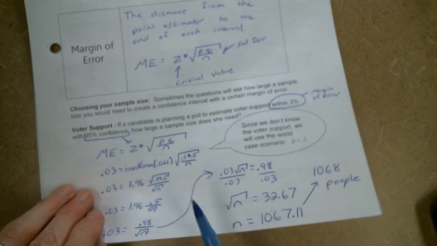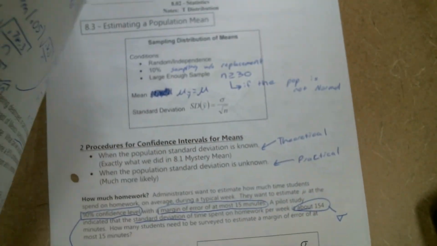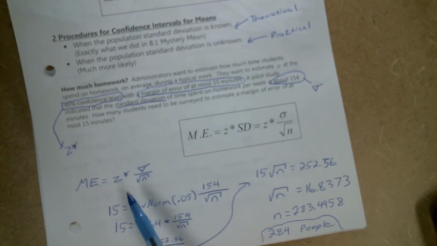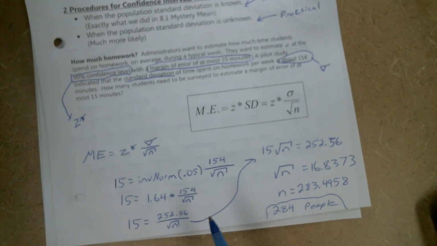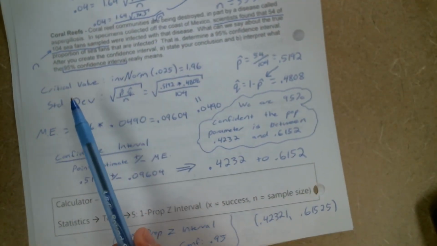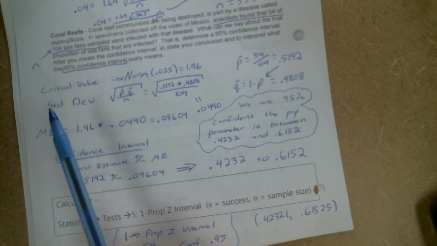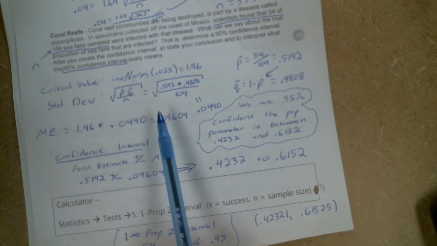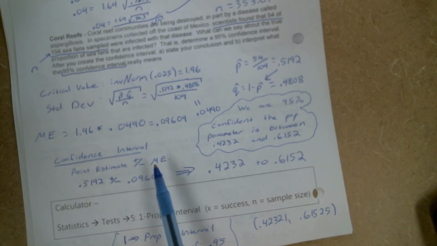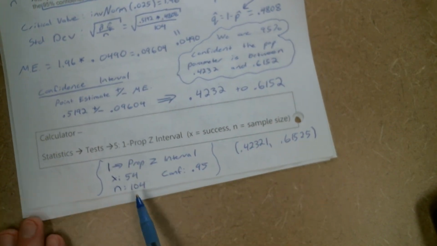Z star is coming from inverse norm, right? When it's means, you're using ME equals Z star and then standard deviation divided by the square root of N. All right, same thing, you're kind of plugging things in, solving for the number of people, right? When you're doing confidence intervals, you still always need the same information, you need critical values, you need standard deviations, you need margin of errors, you need your point estimate, and then you're putting those all together to get the intervals, but you can use your calculator.